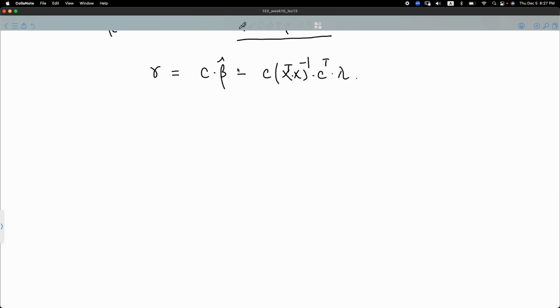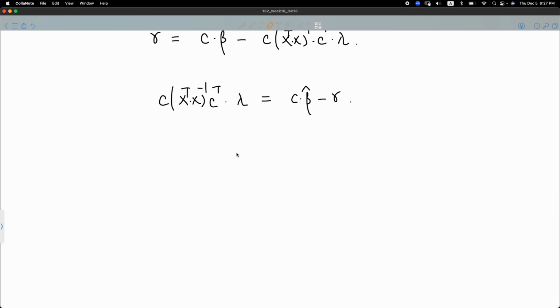So this equation means we also have the following holds. So c x inverse c transpose multiplied by lambda is equal to c beta hat minus gamma. So this one is without the constraint. Okay, so make sure that you don't put a c here. This is your least square estimator without the constraint here. Okay, and then you have your final solution for lambda. So lambda is equal to the following.